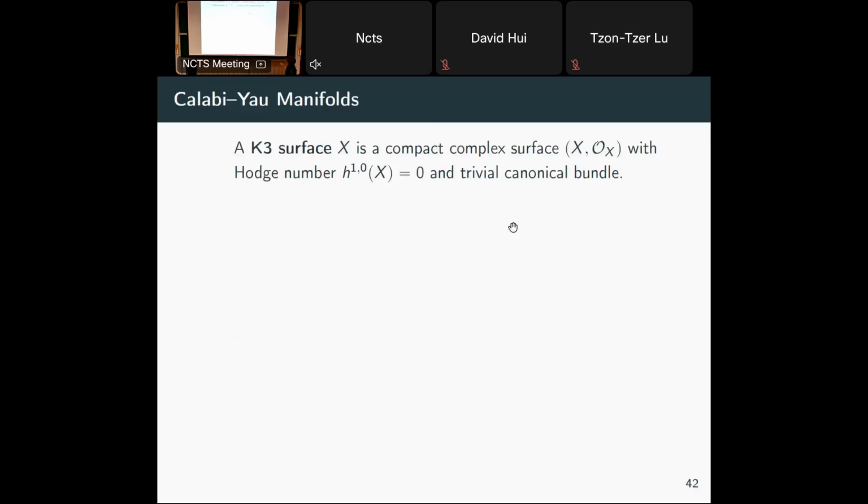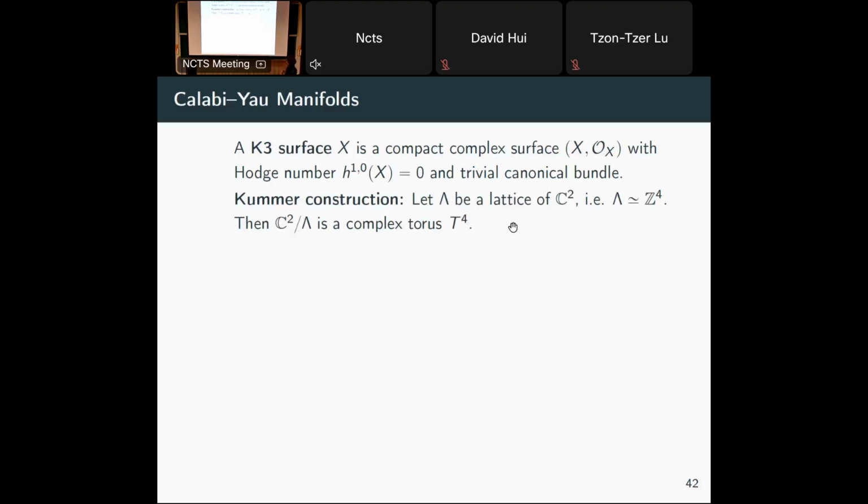So examples. Now we are in a position to talk about examples. Nice examples of Calabi-Yau: you have the K3 surface, which again has trivial canonical bundle with Hodge number 0. Here you consider the Dolbeault cohomology, and that's the Betti number of Dolbeault cohomology. So now this is interesting.